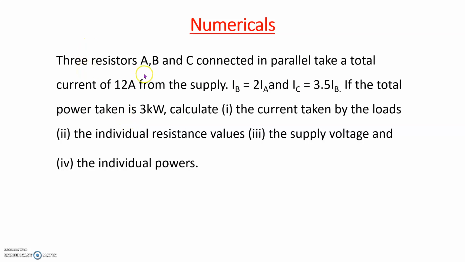Next, three resistors A, B and C connected in parallel take a total current of 12 amperes from the supply. IB is equal to 2 times IA and IC is equal to 3.5 times IB. If the total power taken is 3 kilowatt, calculate the current taken by the loads, the individual resistance values, the supply voltage and the individual power.